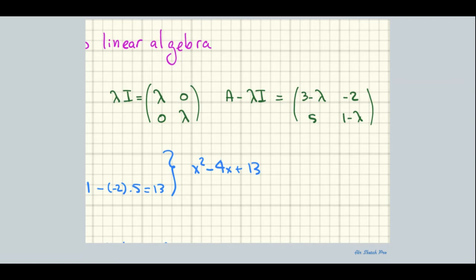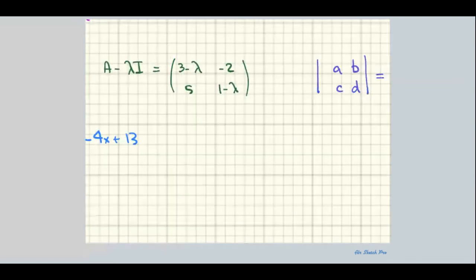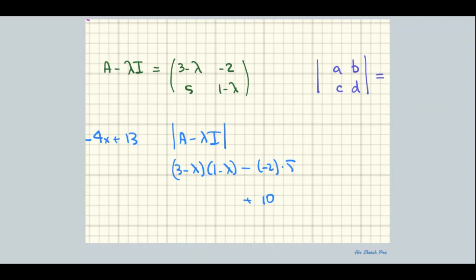Okay, so let me give myself just enough real estate to do this. I'm going to calculate the determinant of A minus lambda I. For determinants on a matrix, we use absolute value bars. And this is going to be now 3 minus lambda times 1 minus lambda, minus negative 2 times 5. So that's plus 10 over here.